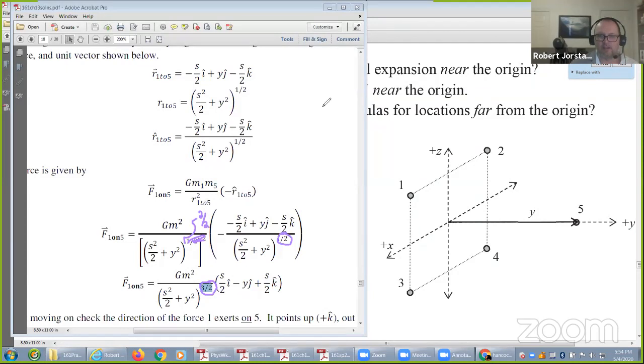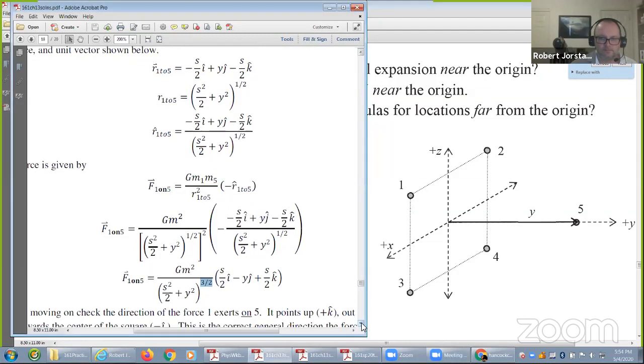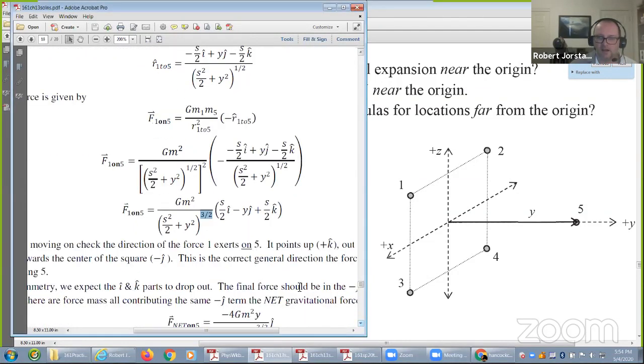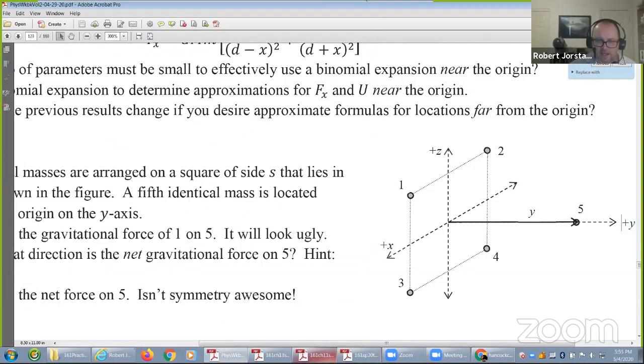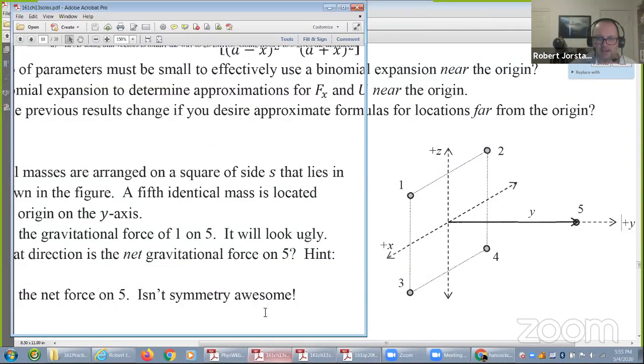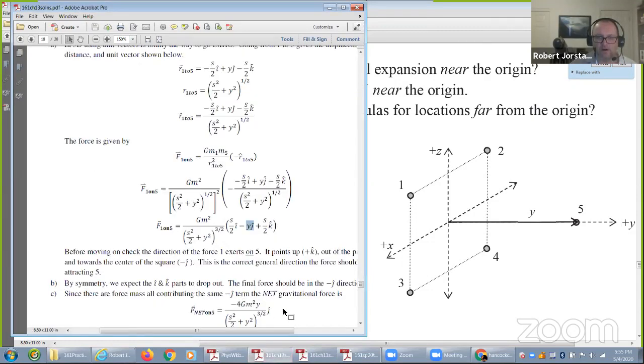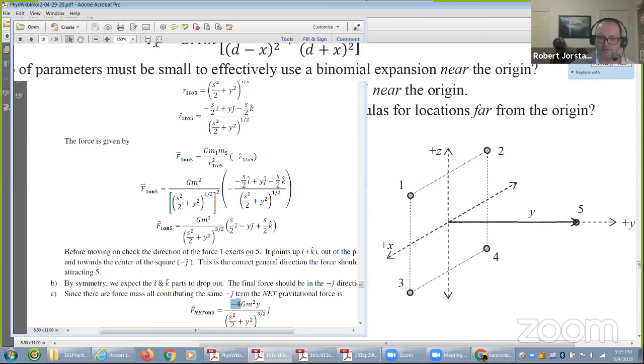And now, if I want to get the net force, it's a piece of cake. Oh, I see. In this case, it's a j hat term, right? Because this one's in the y direction, I'm going to pick off the j hat term. So I grab the j hat term and multiply it by 4. And that's how I'm using symmetry. I know that for every up, there's a down. For every right, there's a left. For every into the page, there's an out of the page. And that means the only terms I have to worry about are j-hat terms.